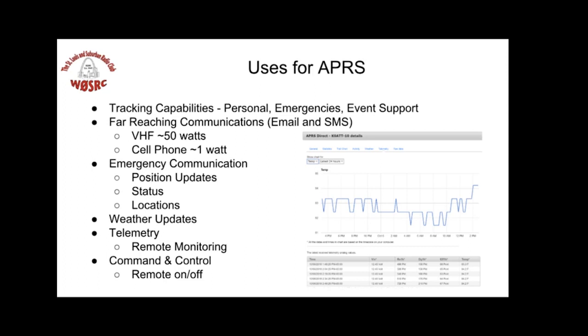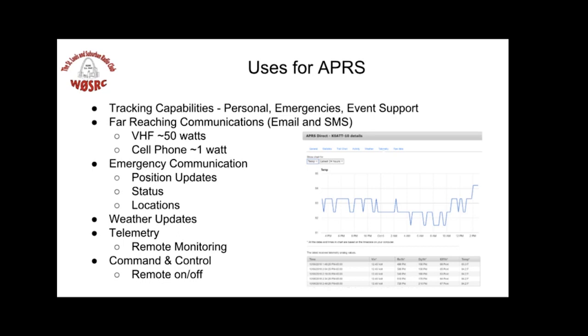Okay? Emergency communications, so position updates, statuses, what you're doing, where you're going, your location. So that's valuable in disaster recovery and relief. Weather data, telemetry, you could do remote monitoring. So let's say you've got a cabin or an RV and you want to monitor the temperature in a cabin, an RV, or your battery state. You can send that over APRS.